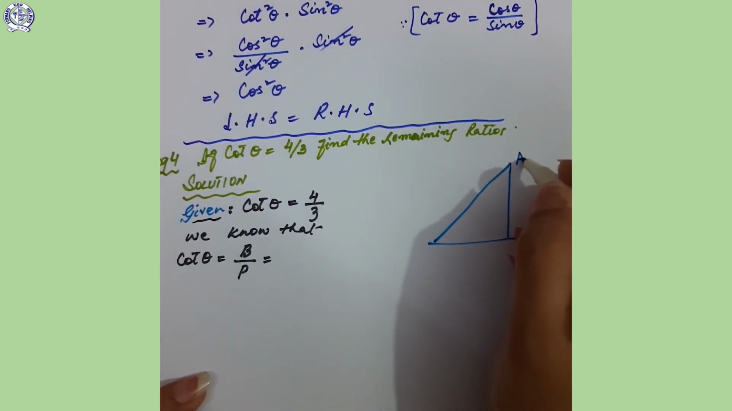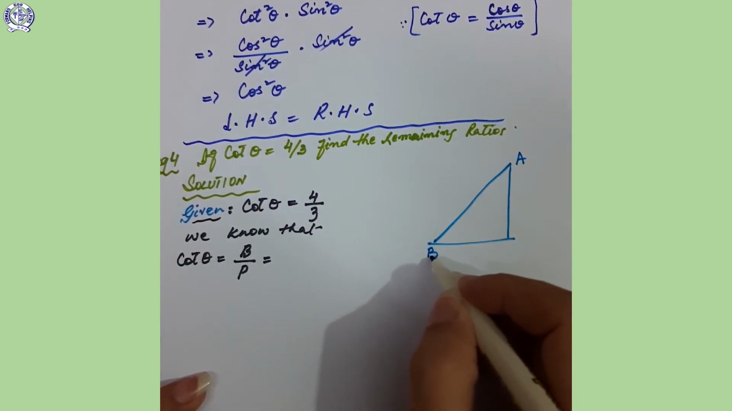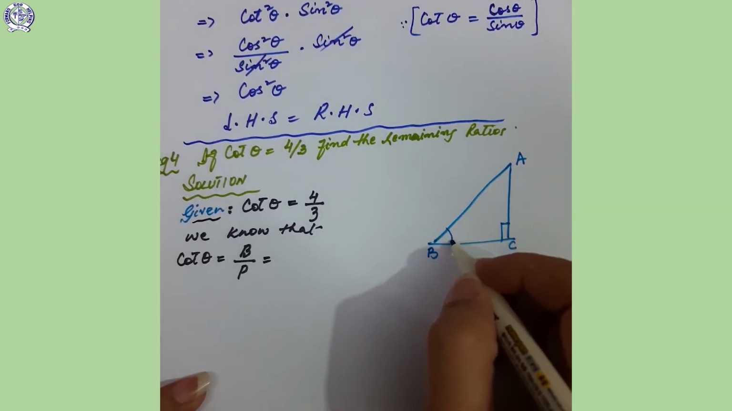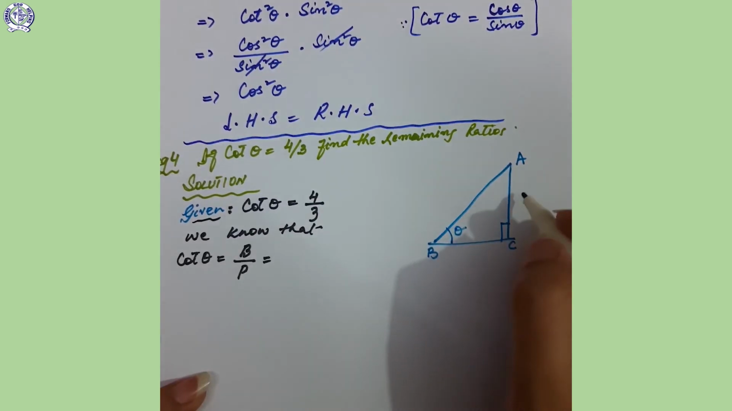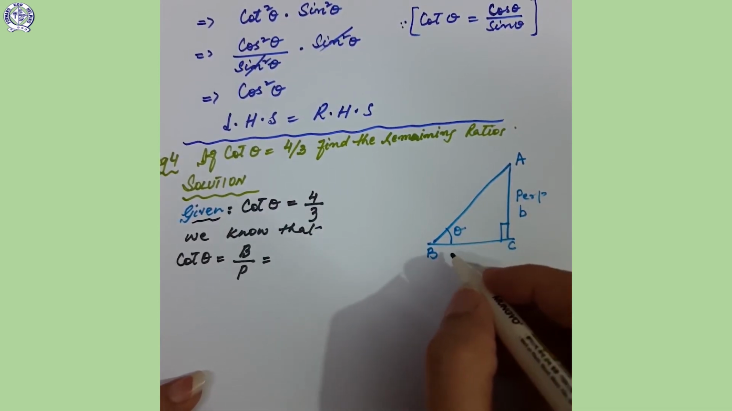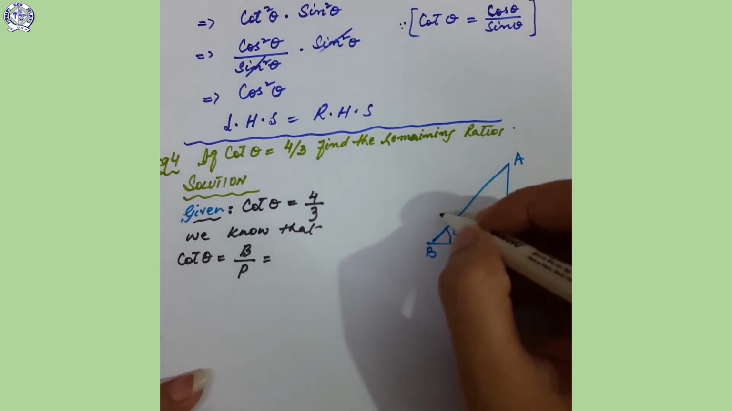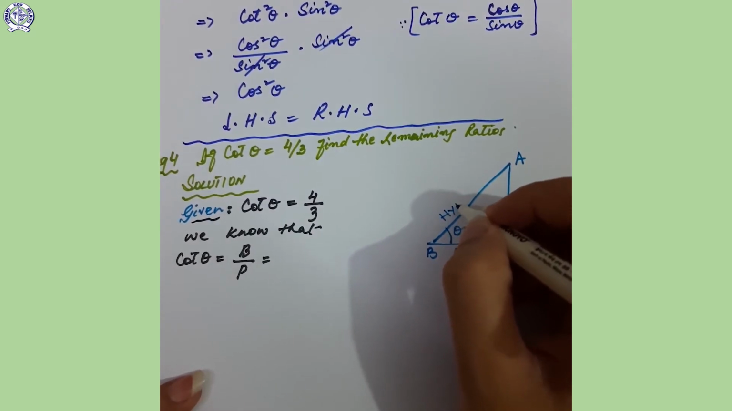Right angle triangle A, B and C. This is 90 degree, and suppose this is angle theta. According to this, this is perpendicular B, this is base A, and this is hypotenuse C.